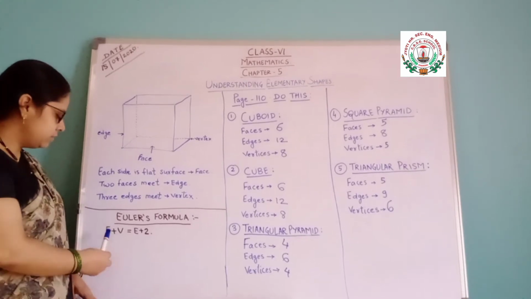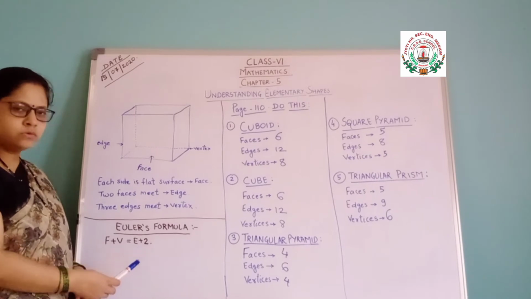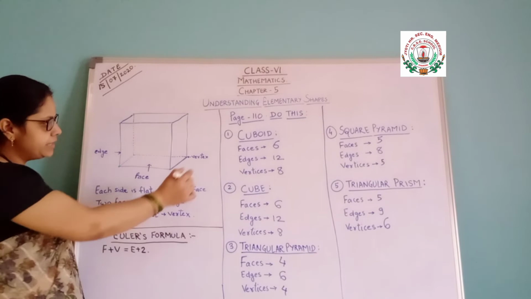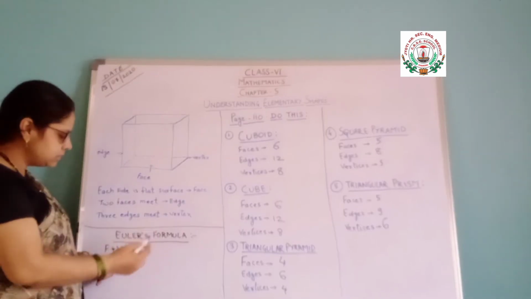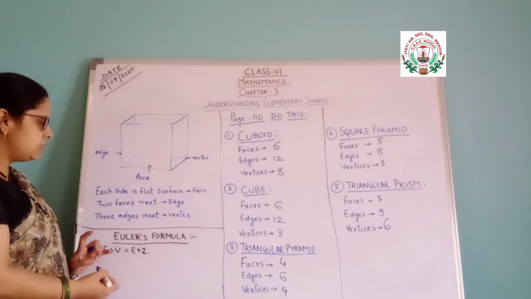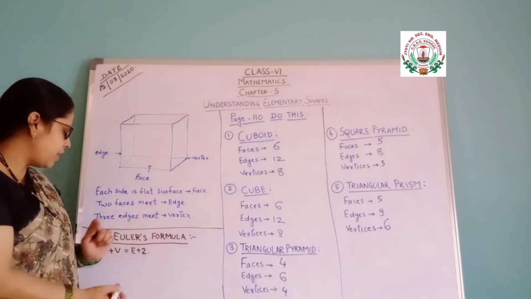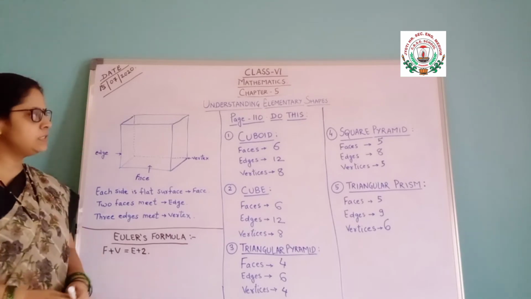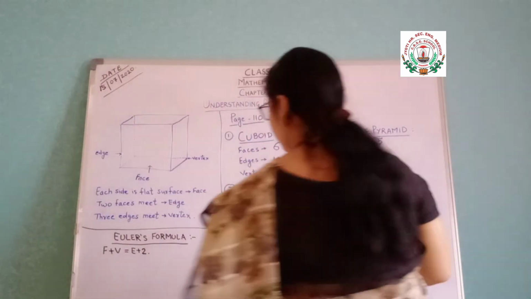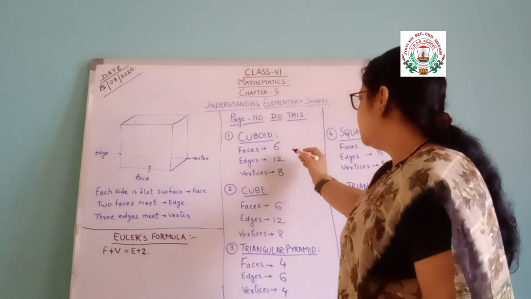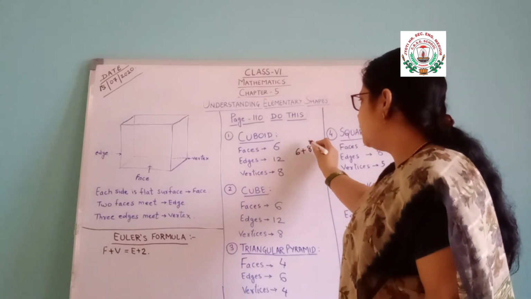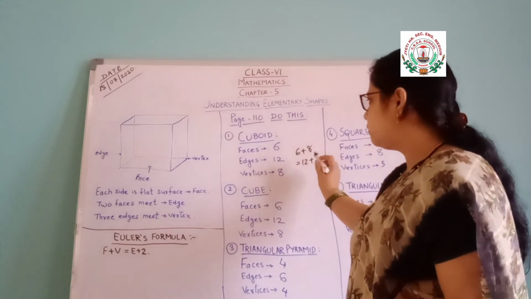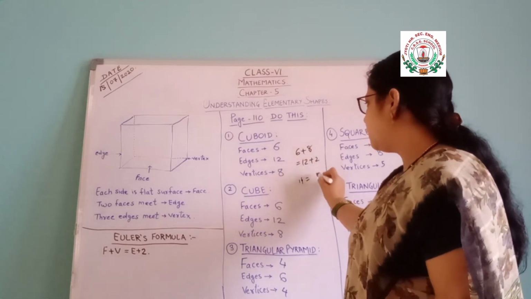It is F plus V is equal to E plus 2. Now what are F, V and E? F means faces, V means vertices and E means edges. Means in all these, when you do F plus V, it will definitely give you E plus 2. Let us check it now. F plus V means 6 plus 8, when you do it, it must be E plus 2. 6 plus 8, 14, and 12 plus 2, 14.